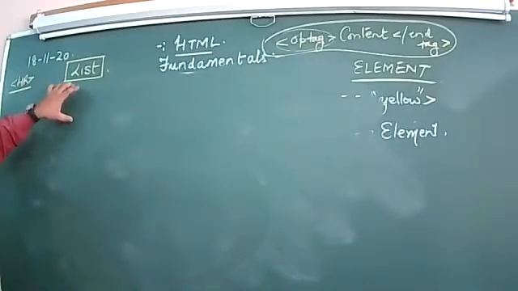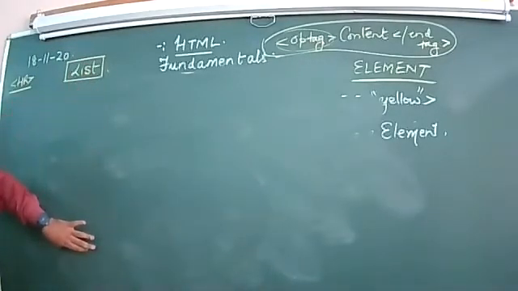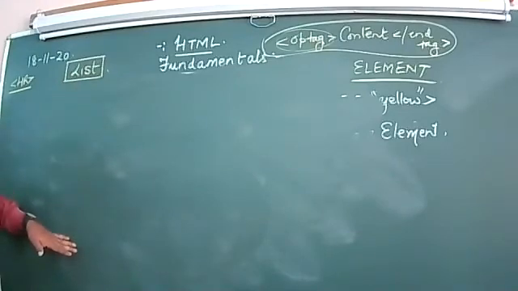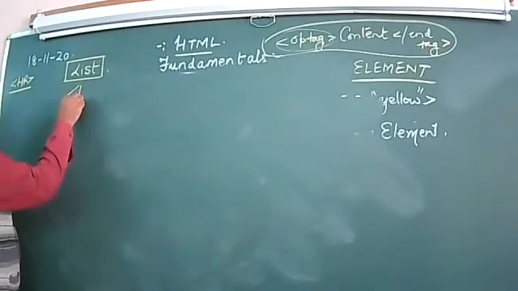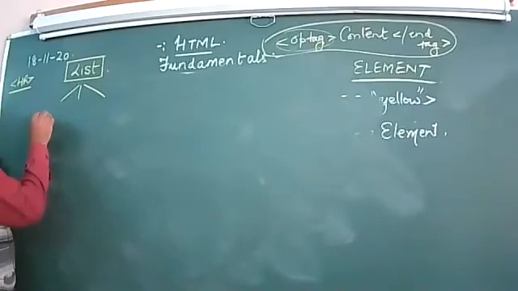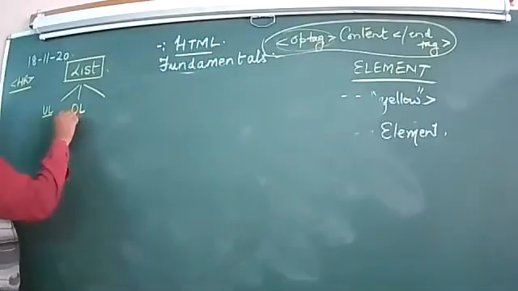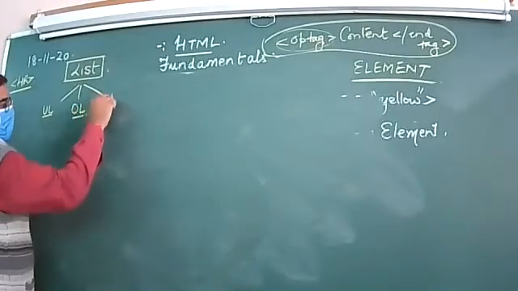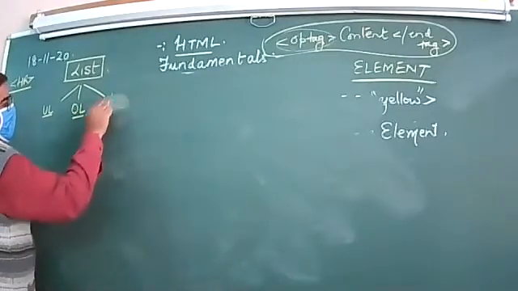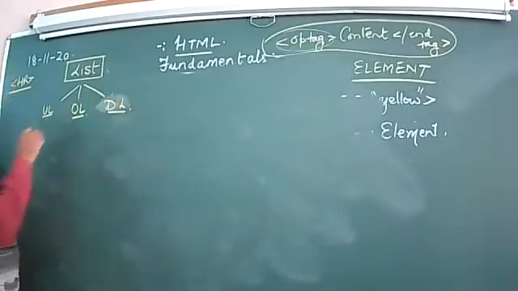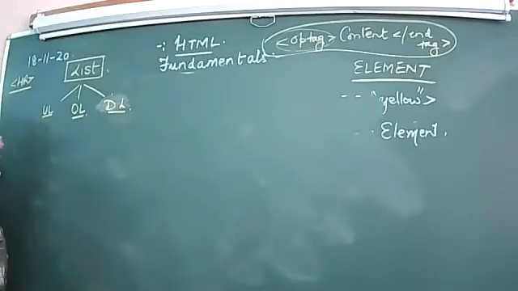List actually means the arrangement of items either in random or in a particular sequence. Right? There are 3 types of list available in HTML: unordered list, ordered list, and third one is definition list. Clear?